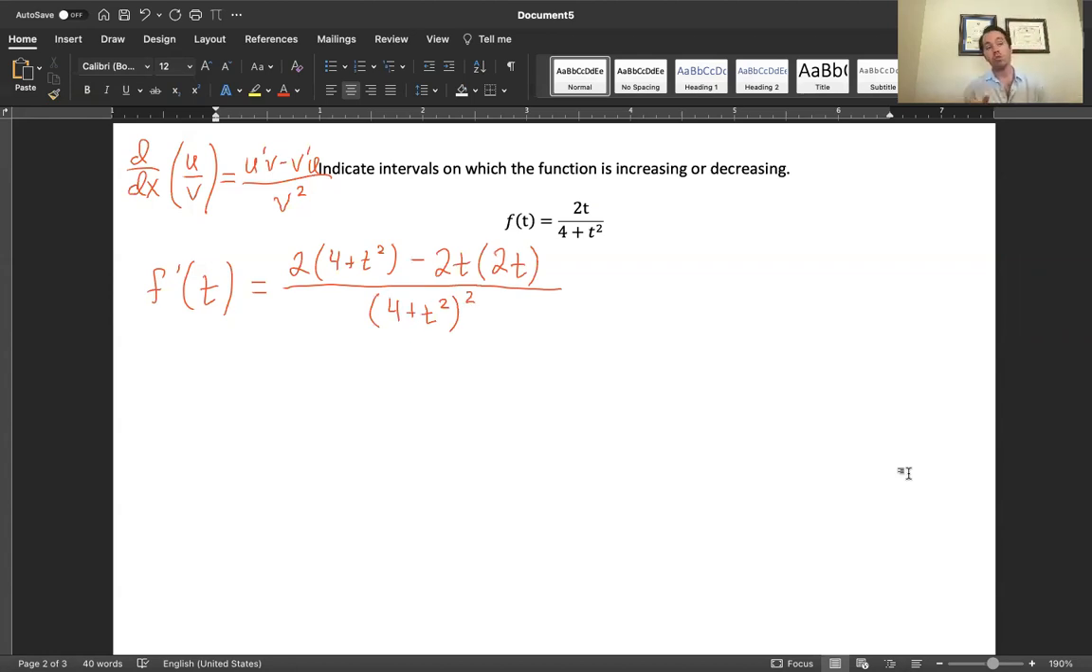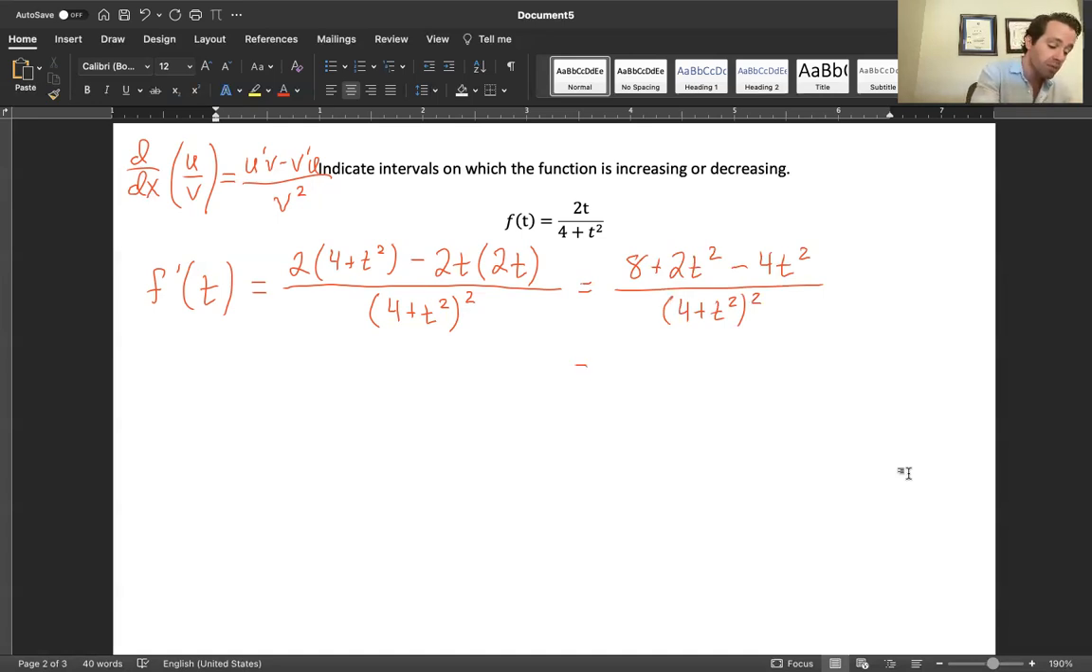So when you do quotient rule, usually what happens is you have this big messy thing that gets handed to you on the top, and then you gotta multiply out, combine like terms, and do a bunch of simplification. This is no exception. So we're gonna have 8 plus 2t squared. That's from doing this multiplication. And then it will be minus 4t squared all over 4 plus t squared squared.